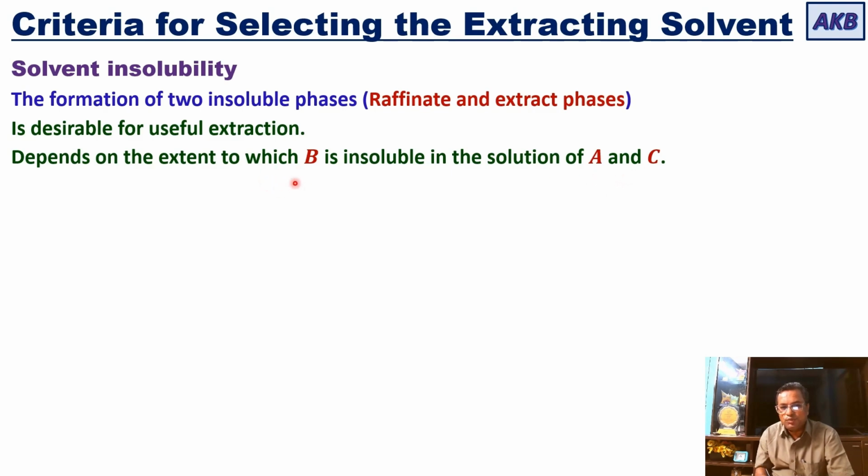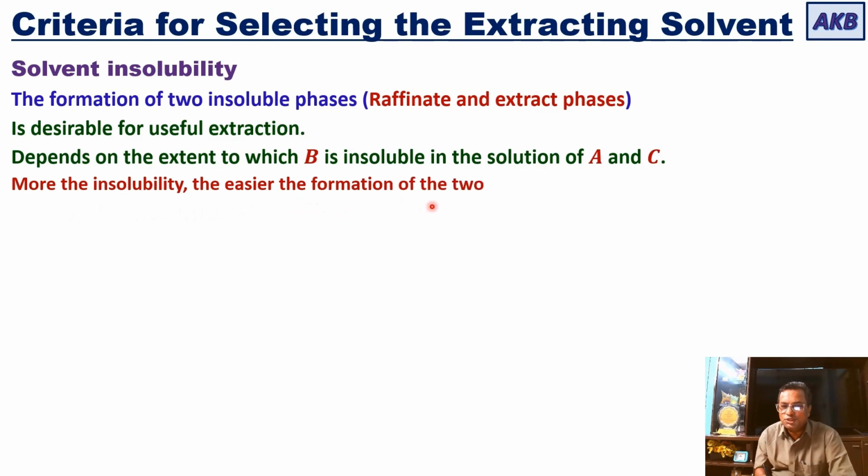So the extent to which B is insoluble in the feed solution, that is the solution of A and C, will decide how easily the two phases, raffinate and extract, will be formed. The more the insolubility, the easier the formation of the two phases. So more insolubility of solvent B in the solution of A and C is desirable in this case.